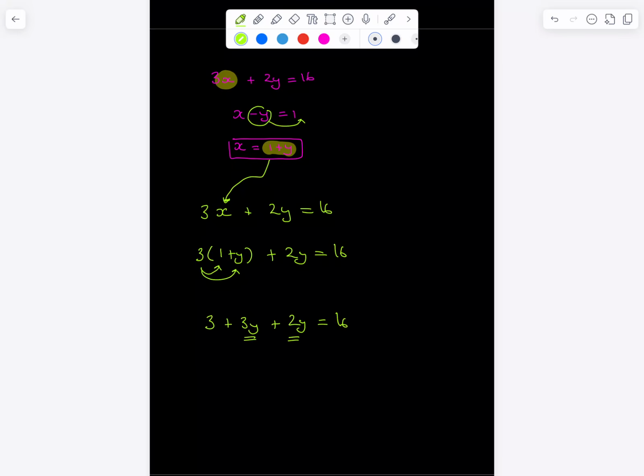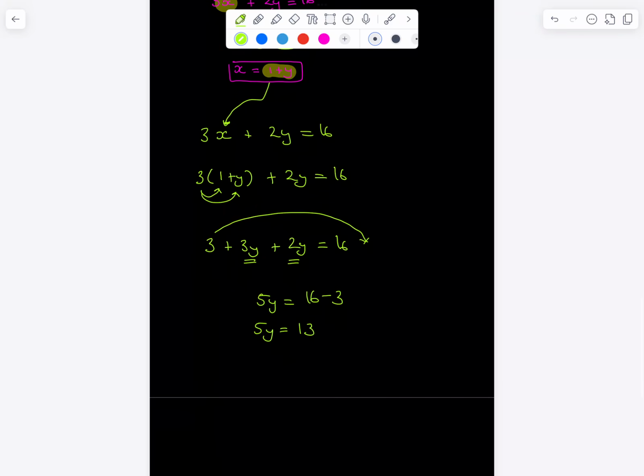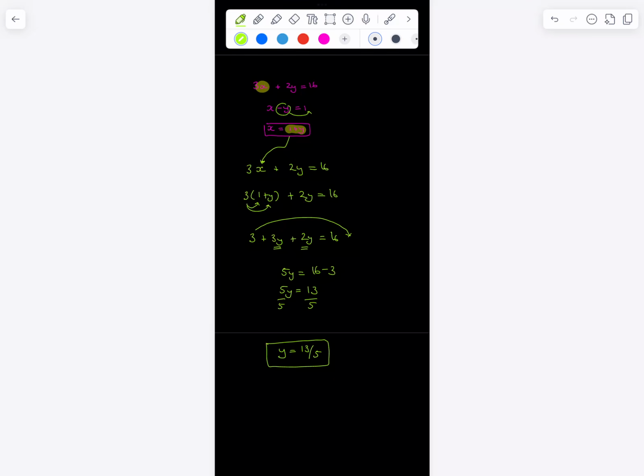Collect like terms and bring that over. Let's do this in one stage because now we're feeling good. We know how to do this. So 3y plus 2y is 5y. And on the right-hand side, we would have 16 take 3. 16 take 3 is 13. And then our final step, divide by 5. So y is 13 on 5. That's solution 1. Final step, work out what x is.